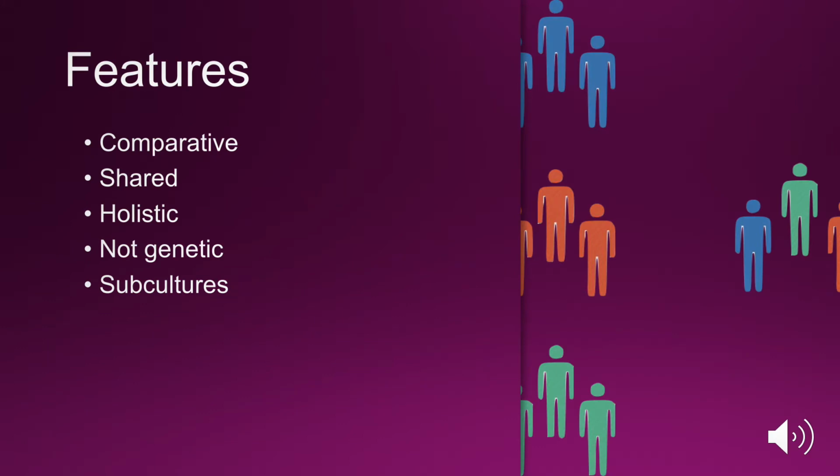So building on our definition of culture, culture has many features. The first is it's comparative. You can compare one culture to another culture, and you can even compare a culture within itself. Culture shares common beliefs, customs, etc. within the group, and that group can share their cultures with others. Culture is holistic. That is, it incorporates a lot of things. So culture influences us in a lot of ways.